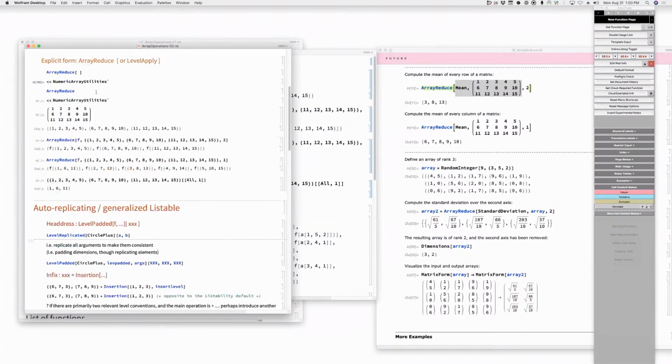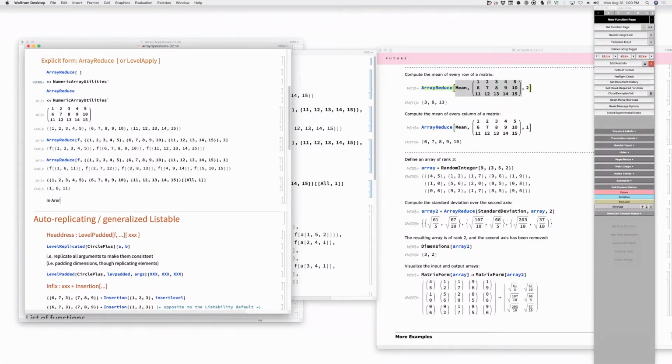Okay, so the question here is, in ArrayReduce of f comma array, does f, or lev spec, does f ultimately get applied to subarrays or to lists of scalars? That's really the question of the default.